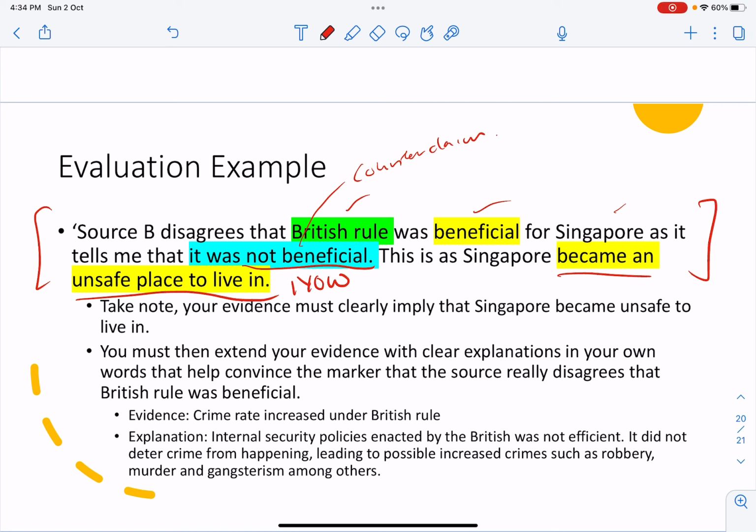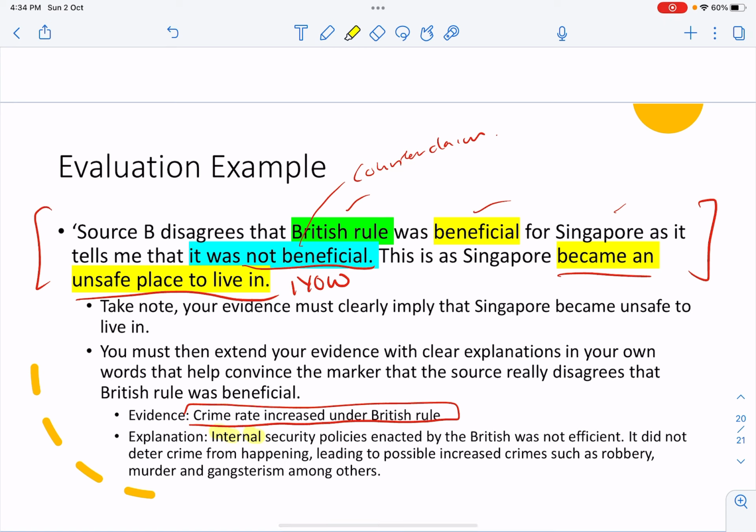Okay. Then after that, make sure my evidence clearly implies this reason. Okay. Evidence in this case, crime rate increased under British rule. This clearly implies unsafe, but it's not fully explained yet. How does crime rate under British rule imply that it's an unsafe place to live in? I know it sounds quite obvious, but you still need to explain further. So again, look at how many points of explanation I'm going to give.